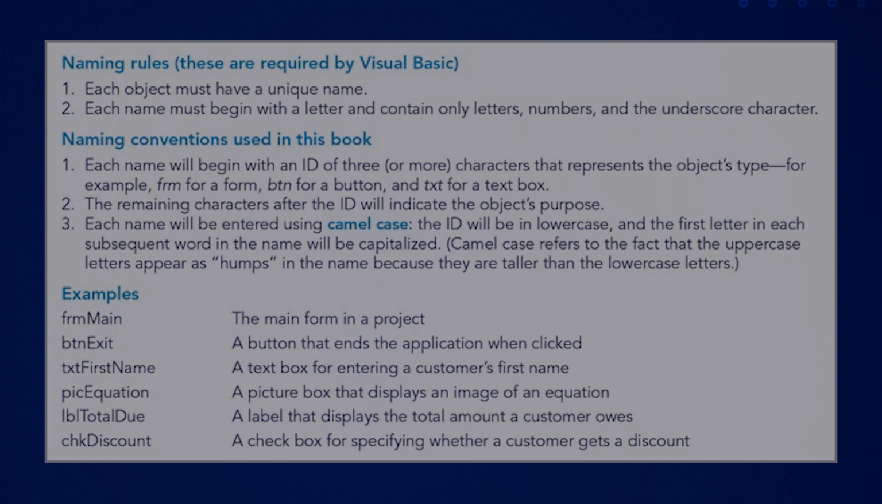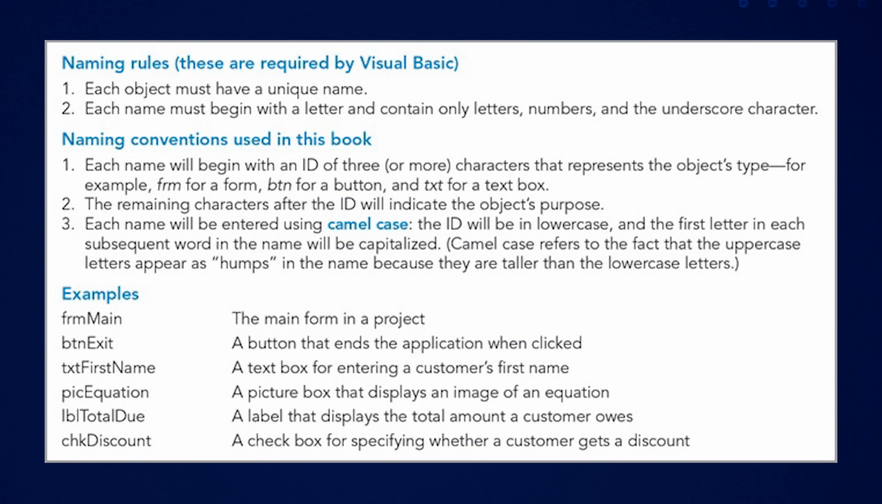Let's talk a little more about properties, specifically one of the most important ones, the name property. Every object in your application has a set of properties, things that define how it looks and behaves. But the name property is special because it's how you refer to that object in your code. So for example, if you want to tell a button what to do when it's clicked, you need to know its name, like button exit or button show. That name is what the code uses to point to the right object.